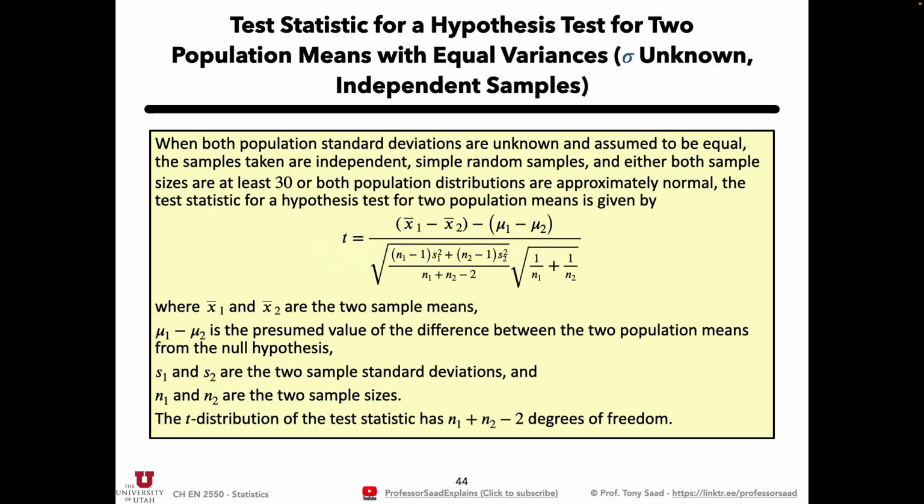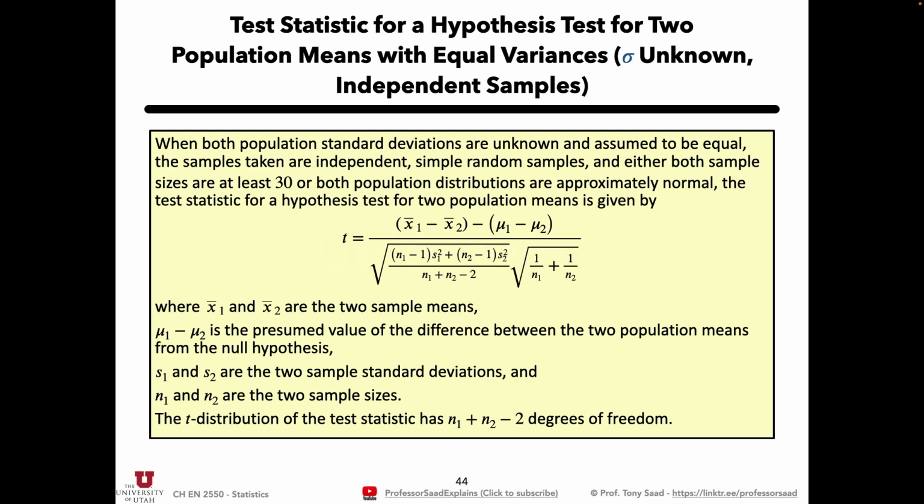Now, when the standard deviations are assumed to be equal, you still don't know what they are, but you assume that they're equal because they're coming from the same group, maybe same students, same professor, same department. So you might assume that standard deviations are equal. You don't know what they are. Then you use the pooled approach. Gives you a little bit more accuracy.